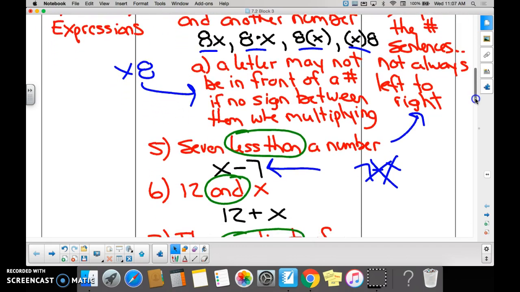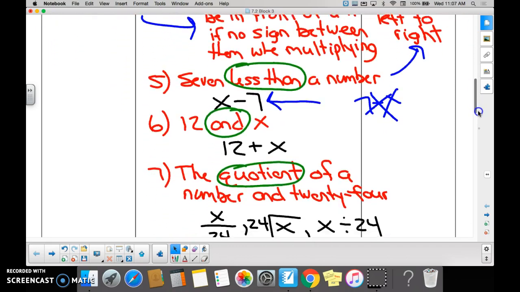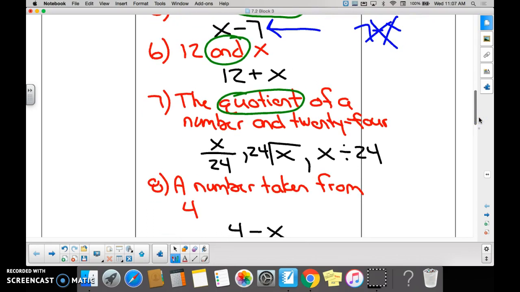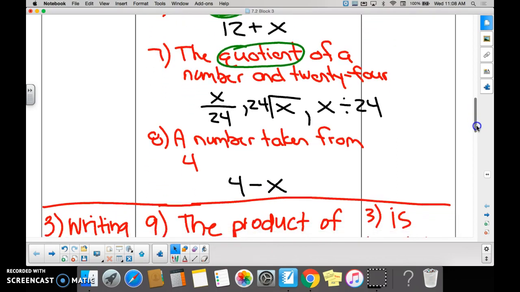The rest of them, pretty self-explanatory. Circling the keywords will help you, and apparently means what? And means we're doing what? Adding in that situation. Good. And then we went down to equations.